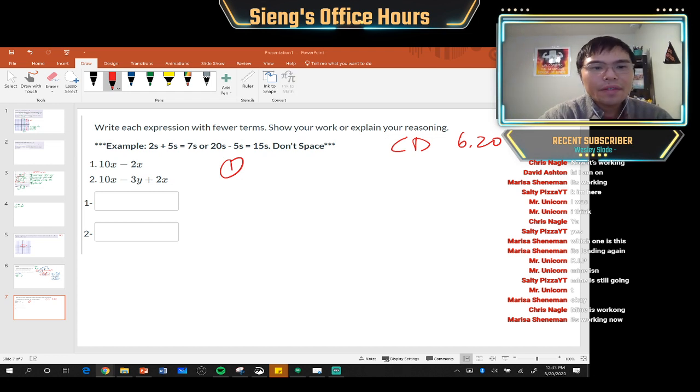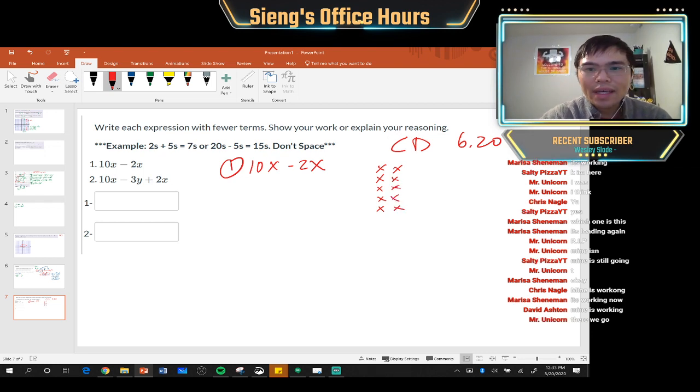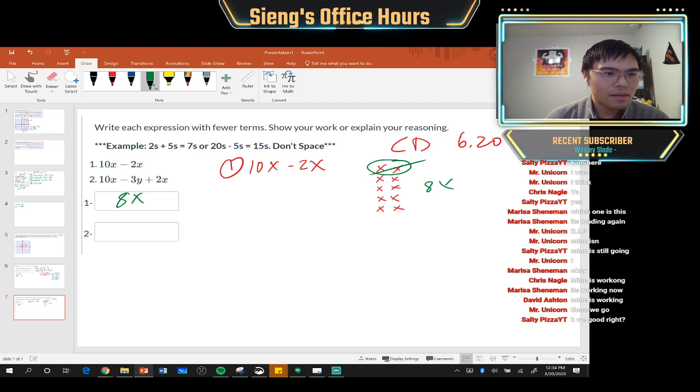Cool. So if I was to look at number one, I have 10x minus 2x. Okay, if I drew a picture of this, we have here 10 of your x's. So 1, 2, 3, 4, 5. When I say subtract 2x, I'm just getting rid of those 2x's, and what I have left is 8x. So number one, that's what I'm doing here. All we're doing is combining like terms, okay?